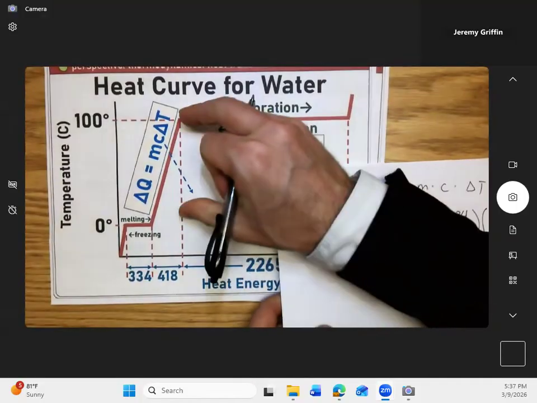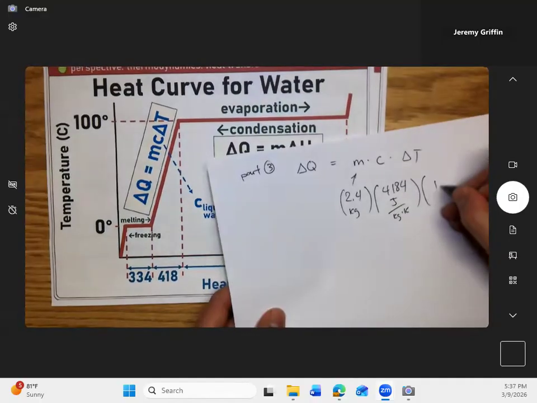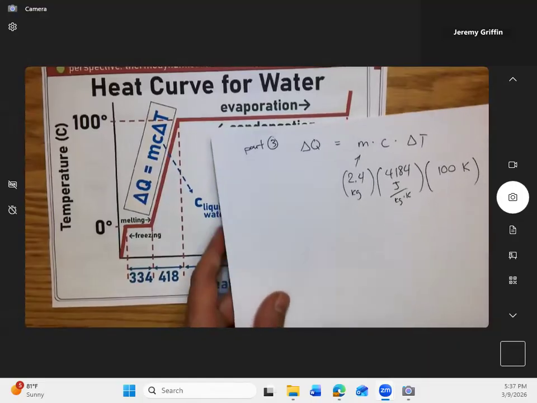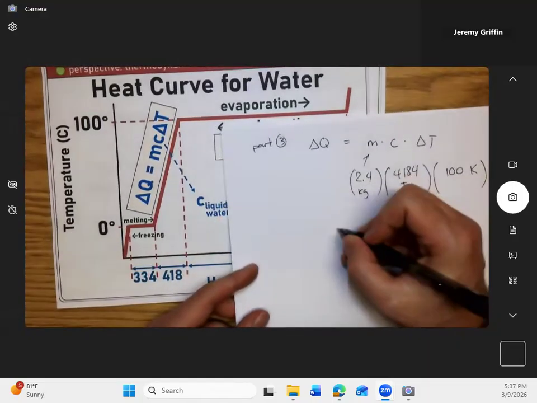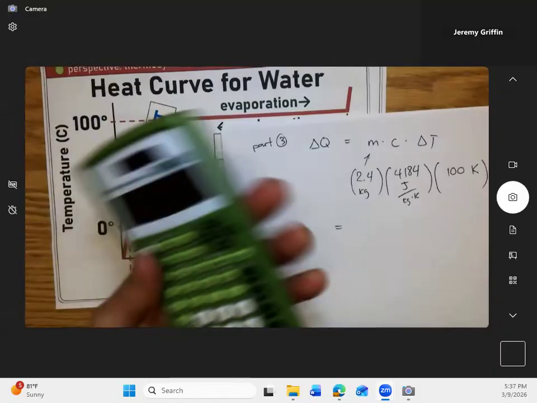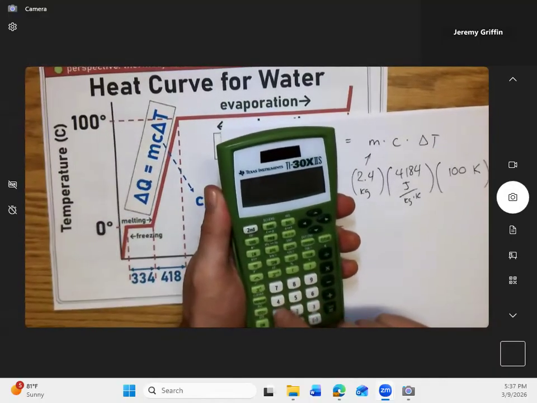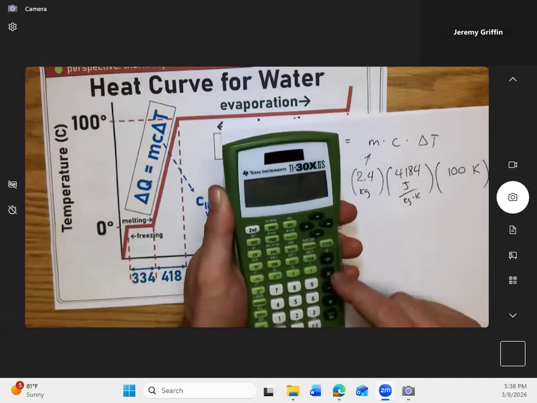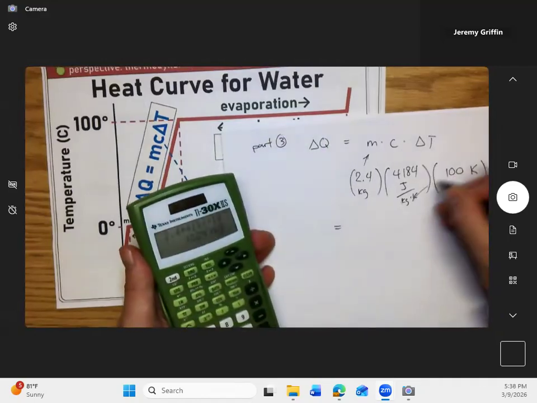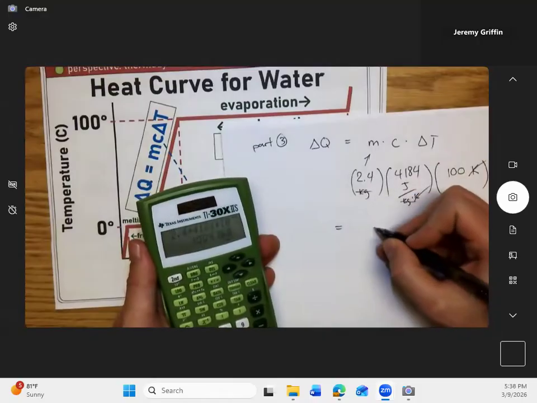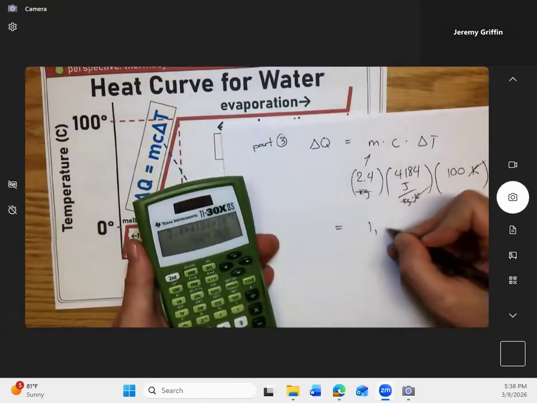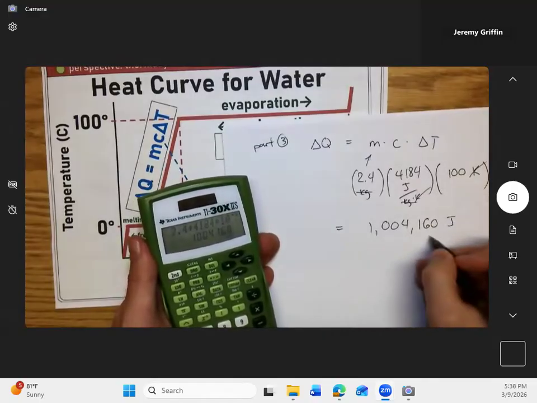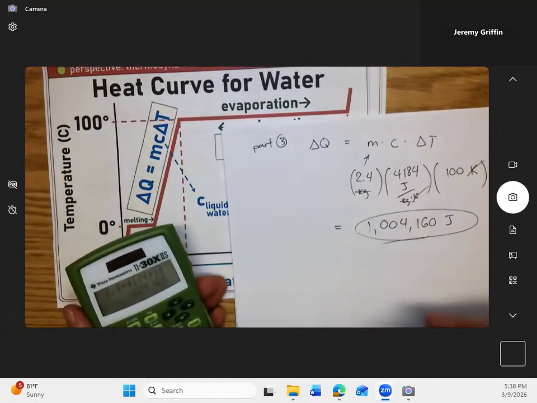And the change in temperature, well, guys, we're going from 0 to 100. The change is 100, and that could be degrees Celsius, but that's also Kelvin because it's the same temperature change. So let's get a number for this. 2.4 times 4184 times 100. The Kelvin cancels, kilogram cancels. This is 1 million joules. So it takes that much energy to bring the water to begin to boil.